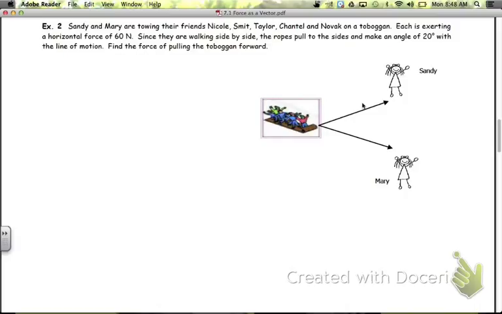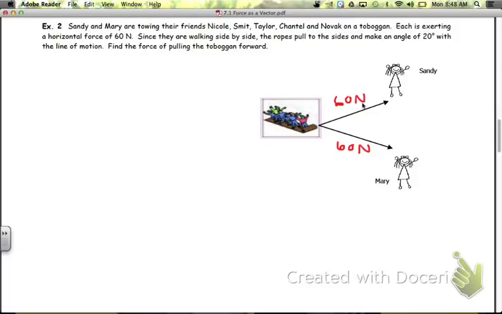Now in our next example, Sandy and Mary are towing their friends Nicole, Smith, Taylor, Chantel, and Novak on a toboggan. Each is exerting a horizontal force of 60 newtons. Since they are walking side by side, the ropes pull to the sides and make an angle of 20 degrees with the line of motion. And we want to find the force pulling the toboggan forward. So we are told this is 60 newtons. They both are exerting 60 newtons of force here.